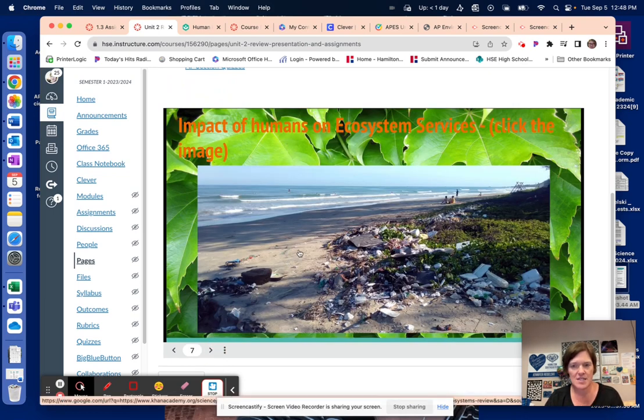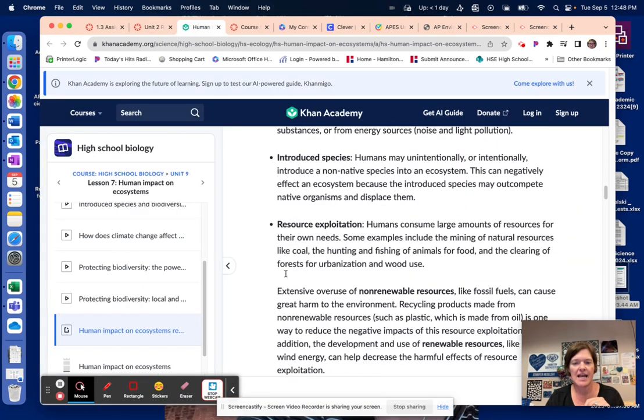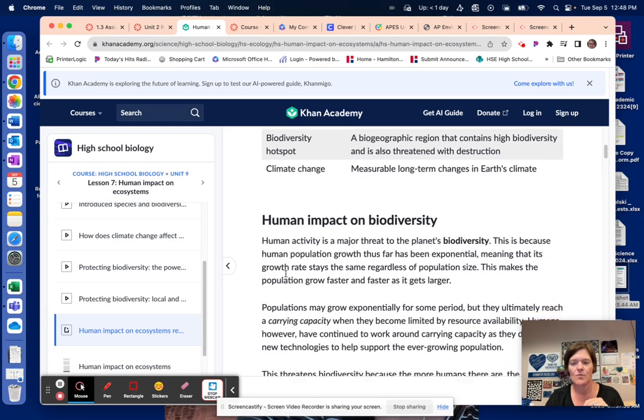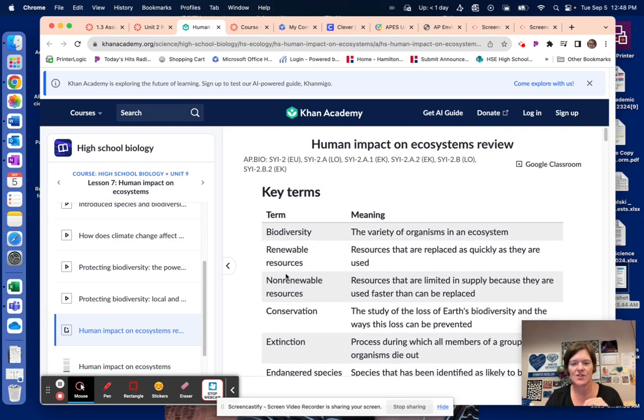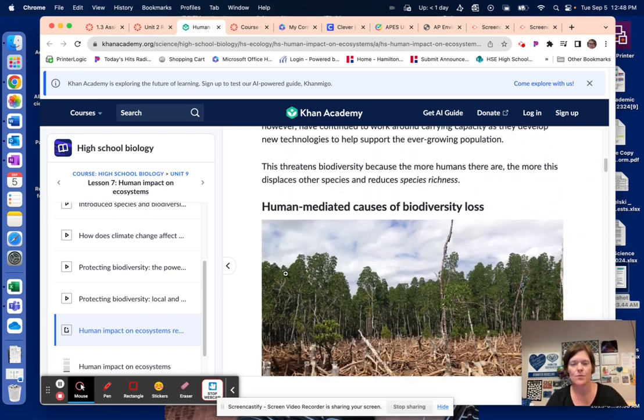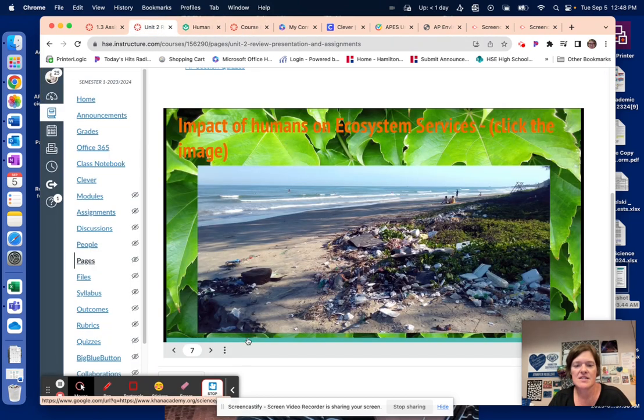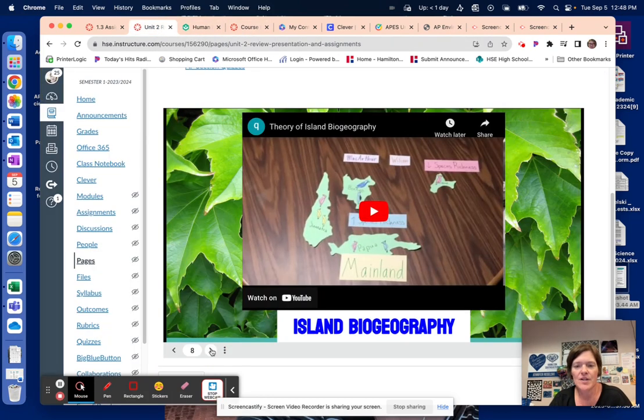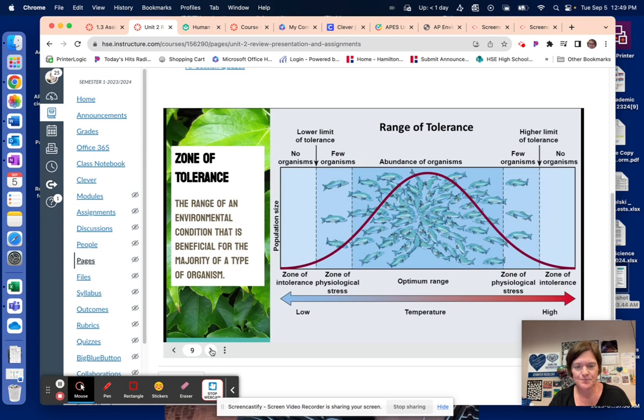Understanding the impact of humans on ecosystem services. You can click on this picture. It takes you to a really nice Khan Academy website that talks about the human impact on biodiversity. It gives us lots of different terms. It maybe wouldn't be a bad thing to go through and read on Khan Academy, just to get a little bit more information under your belt. Here's a really nice video on island biogeography if you're interested in watching that. But understanding that the closer you are to the mainland, the more biodiversity you have, or the larger the island, the more biodiversity you have.